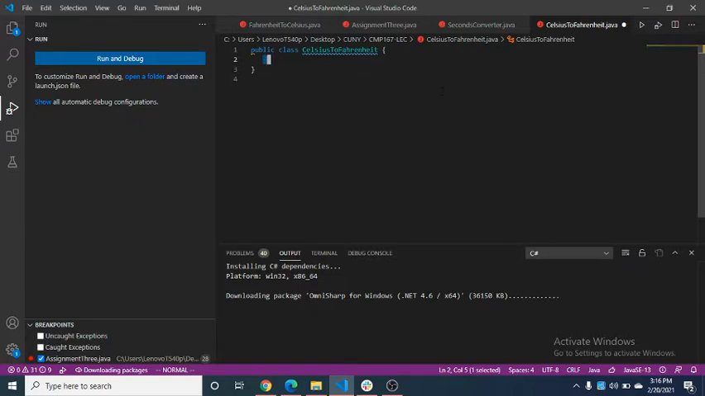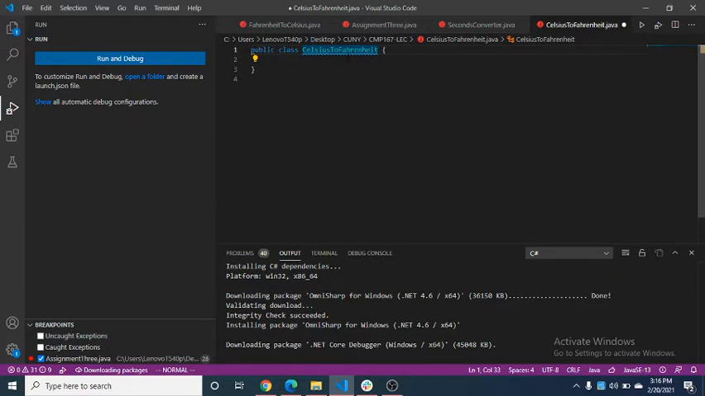Okay, so we see we have our class here. That's going to contain our main method, and it matches the name of the Java file, right? Celsius to Fahrenheit is the same up here, CelsiusToFahrenheit.java. That's important. So I'm going to define the main class. Sorry, I accidentally cut and pasted from my past assignment. Okay.